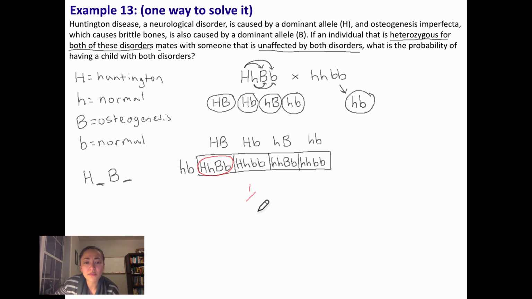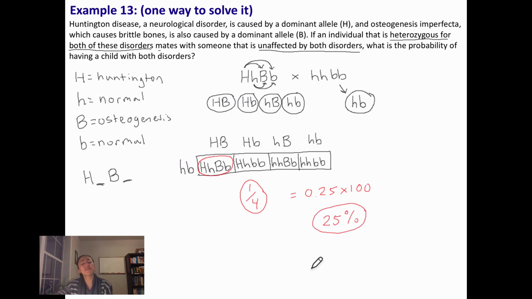Just 1 out of 4. You could just write it like that. 1 divided by 4 would equal 0.25. Multiply that by 100, and that would give you 25%. So you could express this either way, but there would be a 25% chance that their offspring would have both disorders. And that's it. That's how you solve dihybrid crosses, and I hope that helped a lot, and good luck solving them on your own.